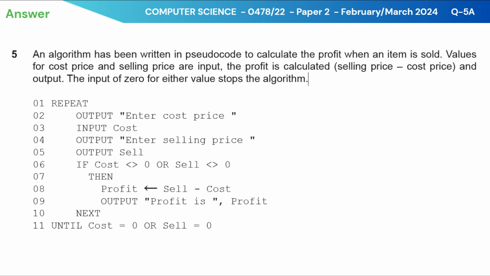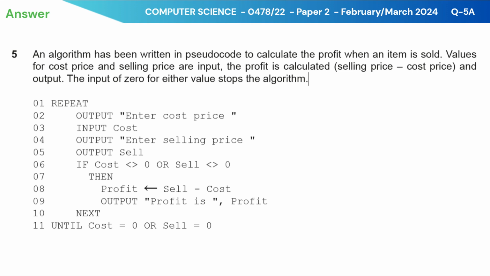Let's analyze the pseudocode. The user is asked to input the cost price and selling price. Then, the profit is calculated by subtracting the cost from the selling price. It uses a post-condition loop to achieve the desired result. The loop continues asking for new inputs and calculating the profit until either the cost price or the selling price is 0. At that point, the algorithm stops.